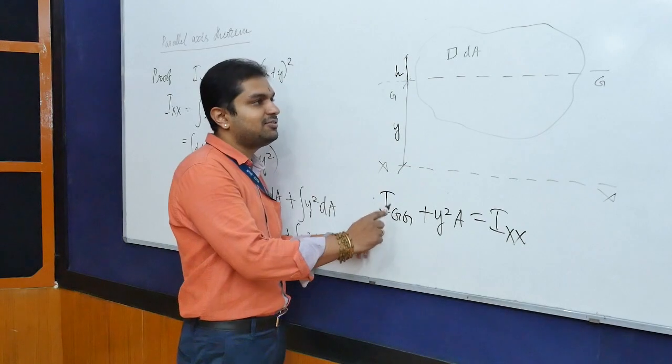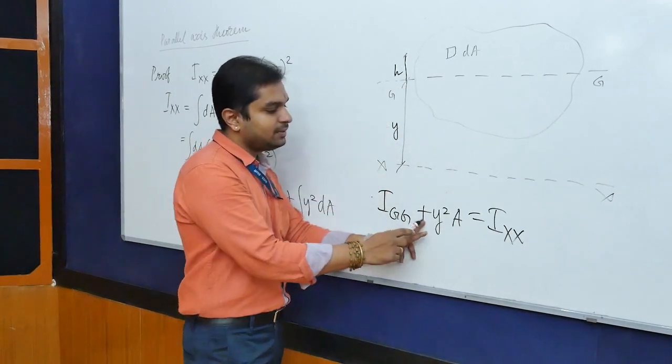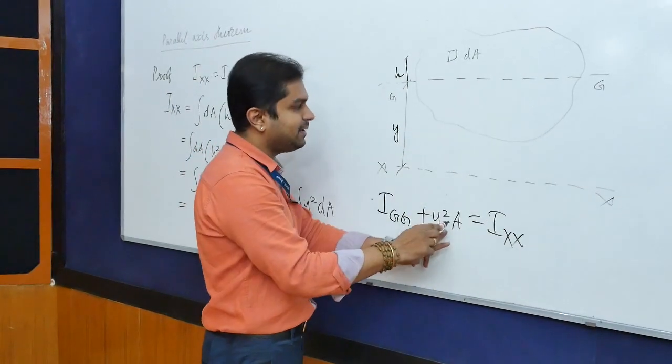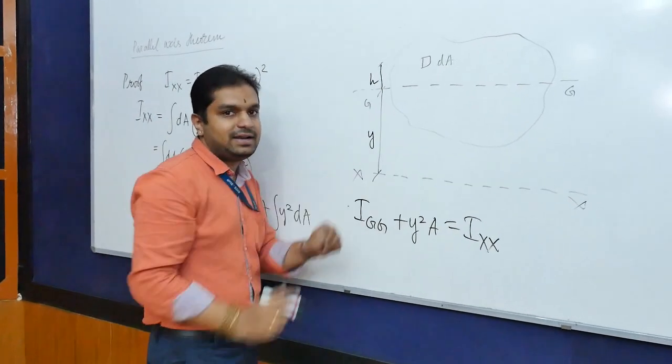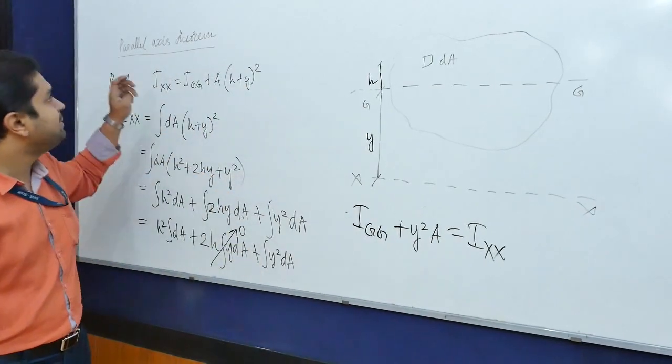which is the moment of inertia of the area about the centroidal axis plus the area of the whole strip multiplied by y square, where y square is the perpendicular distance between the two parallel axes. So this establishes the proof of the parallel axis theorem.